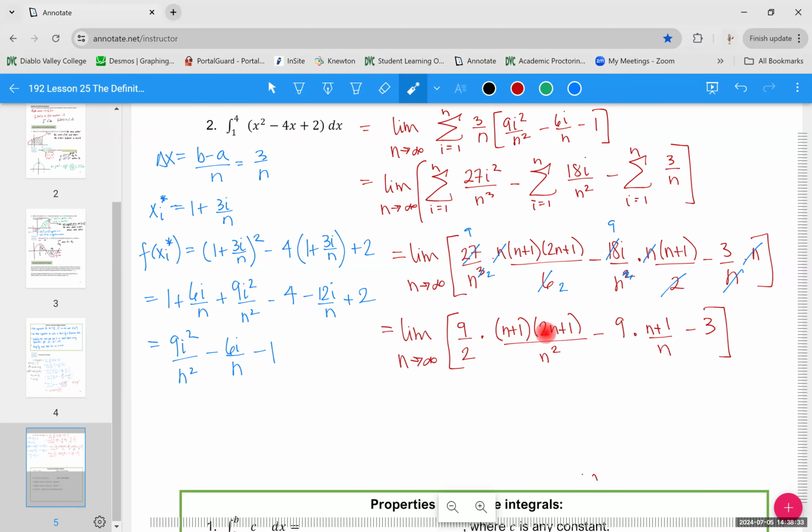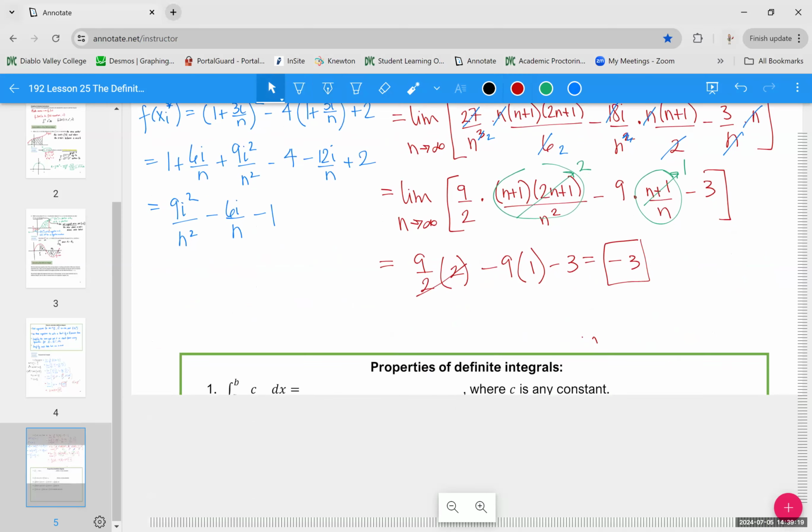As n goes to infinity, if the top degree and the bottom degree are the same, which they are here, right? Because if I FOIL this out, this will be 2n squared as my highest power over n squared. So this part will go to 2. And this one is n plus 1 over n, so it will go to 1. So in my last step, I have, oh, I don't need my limit anymore. Silly me. I need my 9/2 times that limit, which was 2, minus my 9 times that limit, which was 1, minus 3. And so it looks like my final answer will be minus 3.